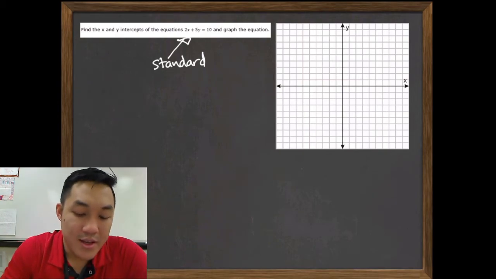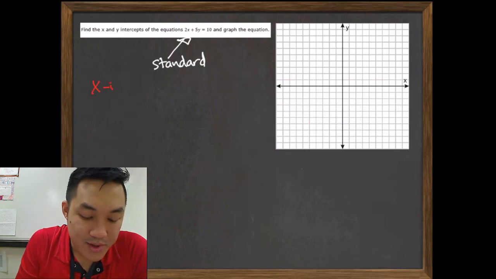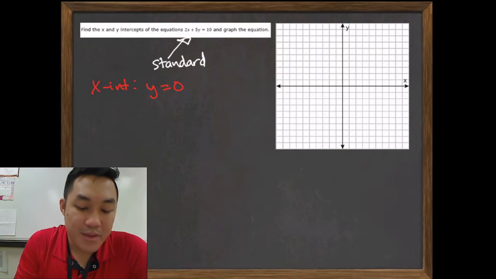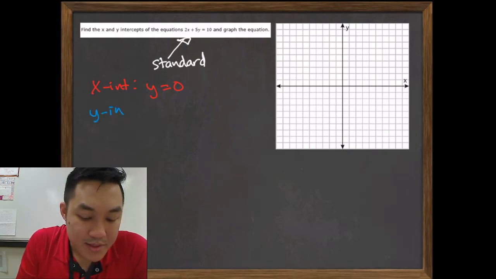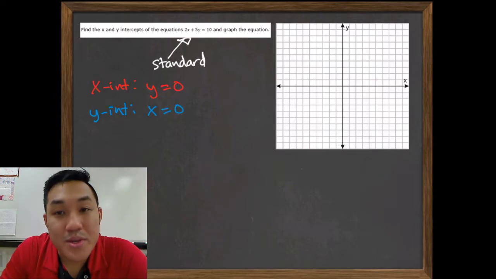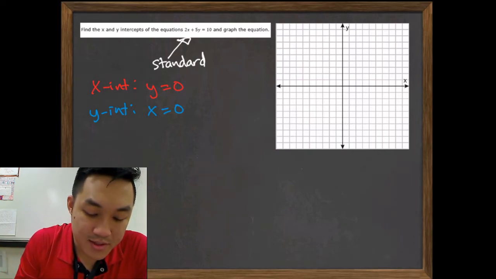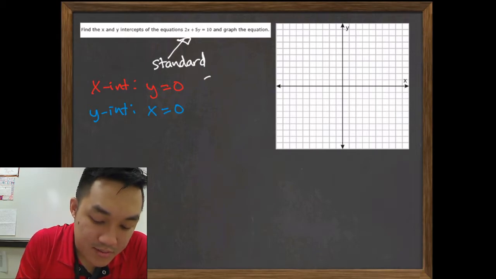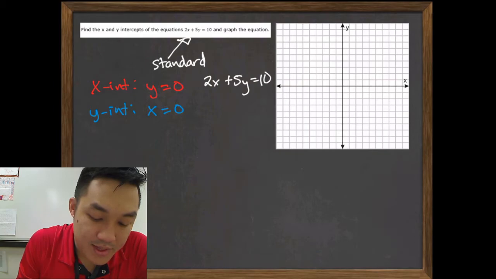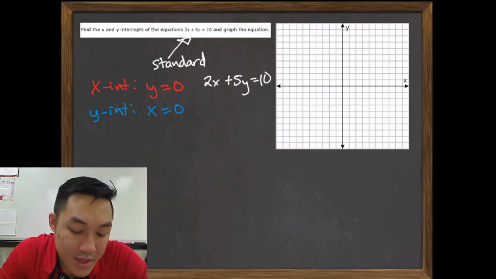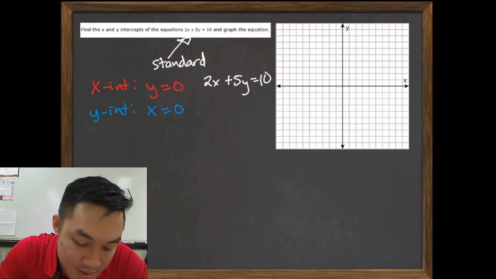But if we apply the same rules, that when you find the x-intercept, y is equal to 0, and when you find the y-intercept, x is equal to 0, you can still solve and find these intercepts. So if I want to find the x-intercept, let's look at this equation, 2x plus 5y equals 10. Let's go ahead and plug in y equals 0.